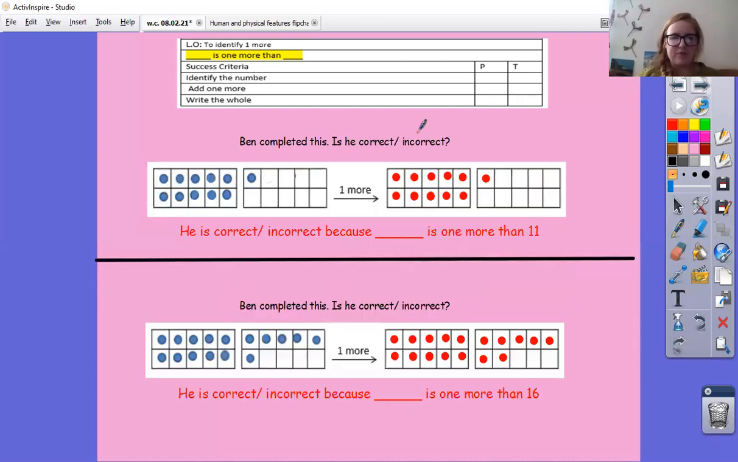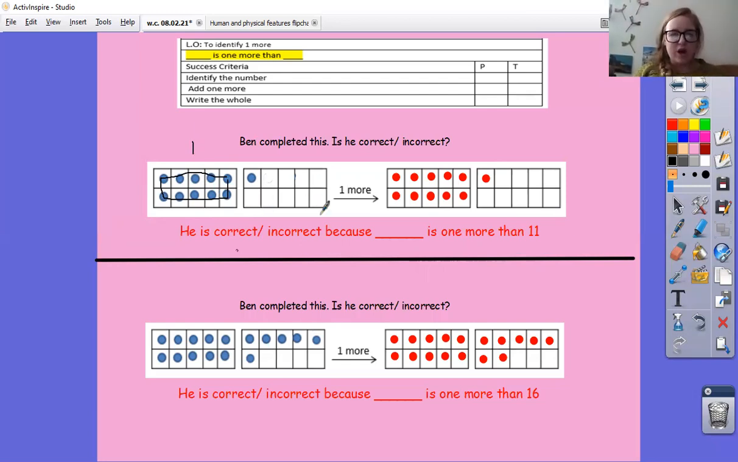Fantastic. Okay, I'm going to complete this one, then you're going to have a go at this one. So let's have a look at our first number in blue. We want to know if Ben is correct now. So Ben has completed this one. He thinks that this is one more than this. Let's see if he is correct. So how many tens do I have in this number? Let's find out what this number is. How many tens do I have? I have one complete tens frame, so I have 1 ten. Do I have any more complete tens frames? No, so I have 1 ten.